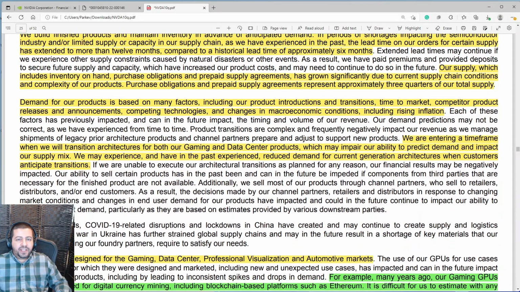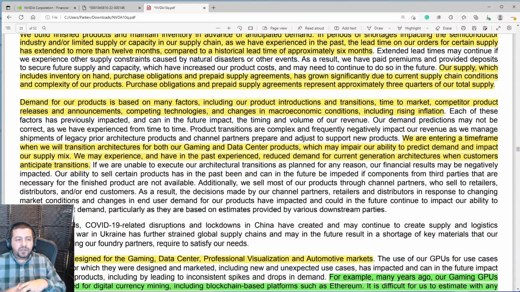And they're warning investors that they're entering a time frame when they will transition architectures for their gaming and data center products, which might impair their ability to predict demand and impact our supply risk. So they're entering into a transition, which is increasing the risk that they might order products that may not match what customers want.